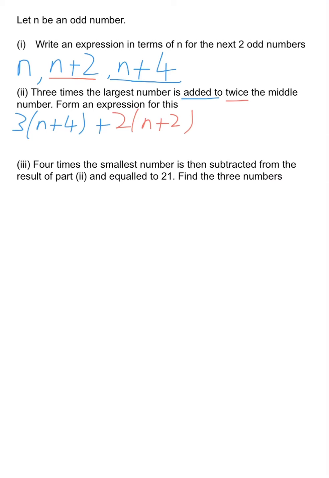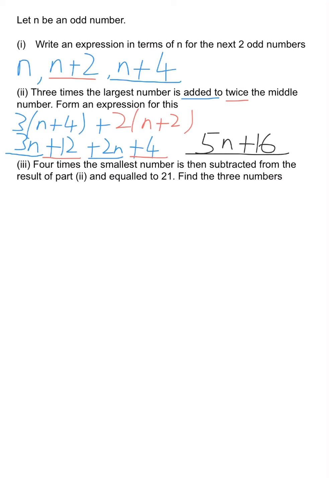Okay, let's expand these brackets. So 3 times n is 3n. 3 times 4 then is 12. Now 2 times n is 2n. 2 times 2 is 4. Let's simplify like terms here. So we have 3n and 2n. So that will be 5n. Then we have plus 12 plus 4. So that will be plus 16. So that is our answer to that section.